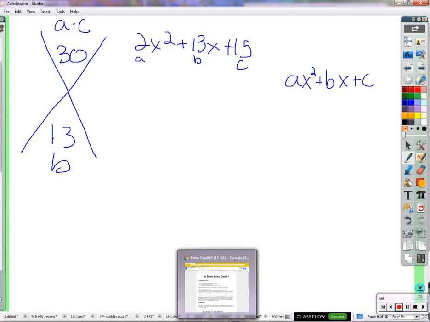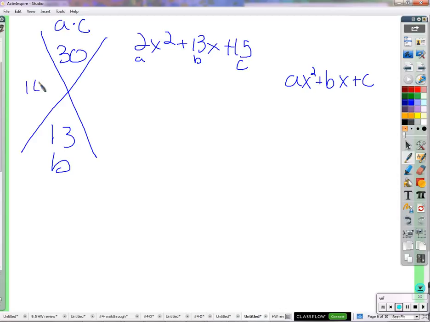10 and 3. 15 and 2? 15 and 2 add to 17. Oh, never mind. Sometimes our brains take 15 minus 2. But we don't want either one to be negative, right? Because we want a positive 30. Unless they're both negative, but then we wouldn't get a positive number when we add them. There's definitely just the one combination, 10 and 3.